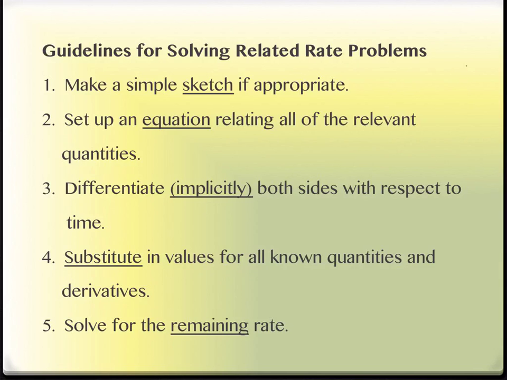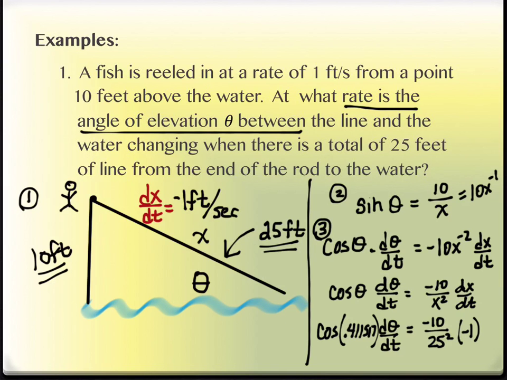Then set up equations related to those sketches and to the relevant quantities that you're asked to find. Differentiate implicitly with respect to time. So not dy/dx's, but dy/dt's and dx/dt's and d theta/dt's or whatever you've got going on. Substitute in known quantities and then solve for the remaining rates. We had done a couple of examples. This one was one that involved a triangle.